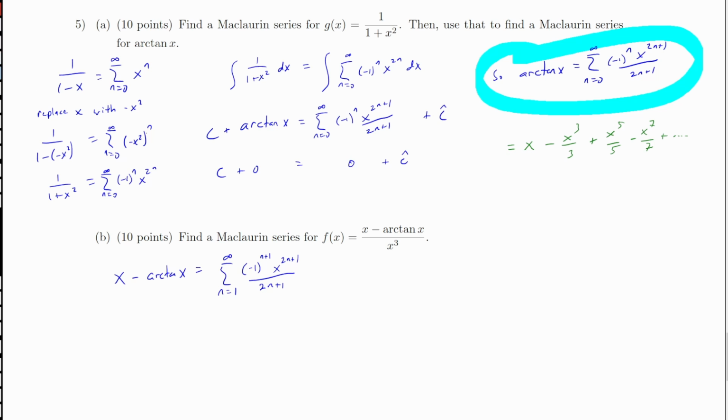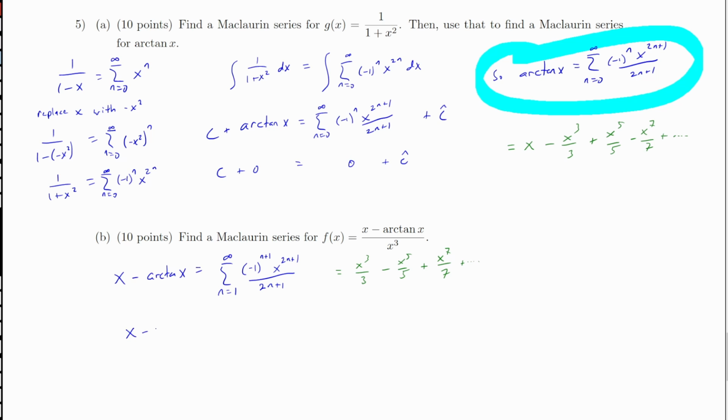Right? So just so that you can see what happened there, when n is 1, I'll get a positive x to the 3rd over 3. When n is 2, 2 plus 1 is 3, I'll get an odd power, so I have a minus. When n is 2, 2 times 2 plus 1 is 4 plus 1 or 5, so x to the 5th over 5. And it'll alternate from there. Okay, so you can see that we got rid of the first term, and we changed the sign on all the terms.